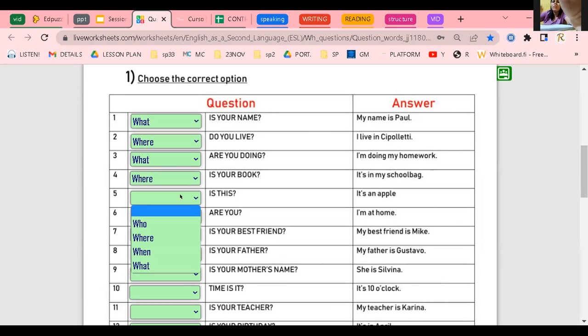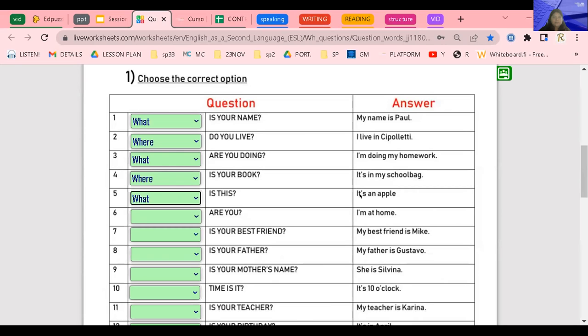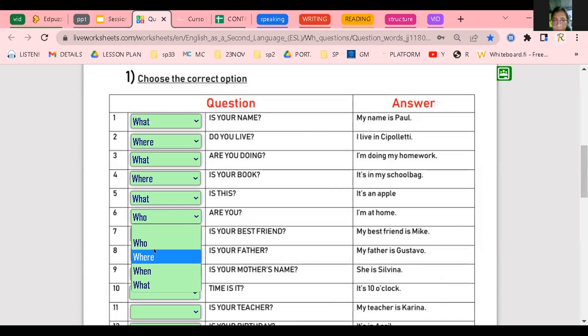Is this? So what is this? What is this? It's an apple. Who are you? ¿Quién eres tú? ¿Quién eres tú? No. Which? Look, I'm at home. So it's not possible. Where are you? Okay. Seven.